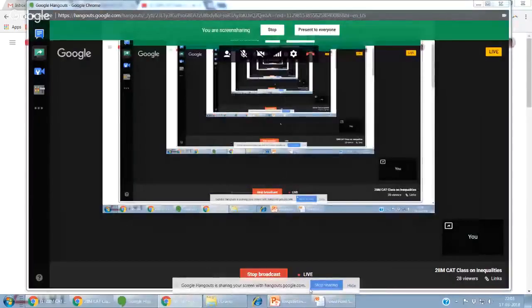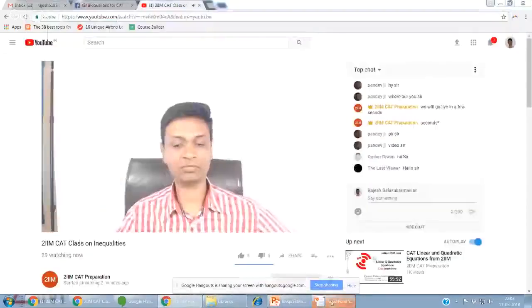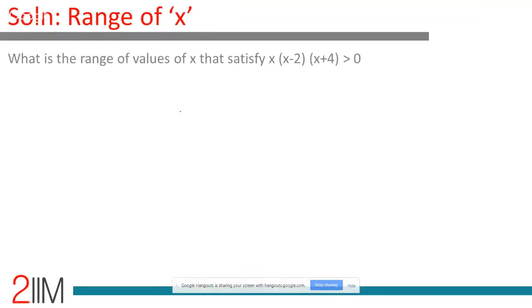Super, guys. I'm going to share my screen and then start up with this. Here we go. I hope you guys can see the screen now. It says, what is the range of values of x that satisfy the inequality x into x minus 2 and x plus 4 greater than 0? As ever, I'm going to give you some time to solve this. So give that a go. See if you can wind your head around this. Then I'm going to give a starting step, which could be interesting when solving questions with this template. Then we'll go down to solve.